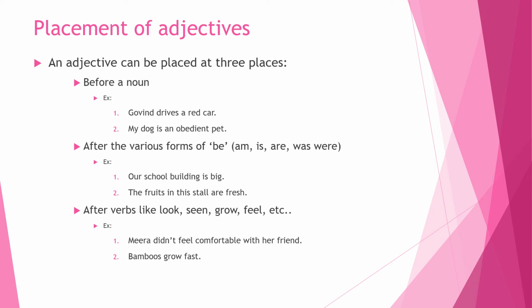I hope you have understood where to place an adjective in a sentence. That is, before a noun, after the various forms of be, and after the verbs like look, seem, grow, feel, etc. Hope you all have understood where to place the adjective.